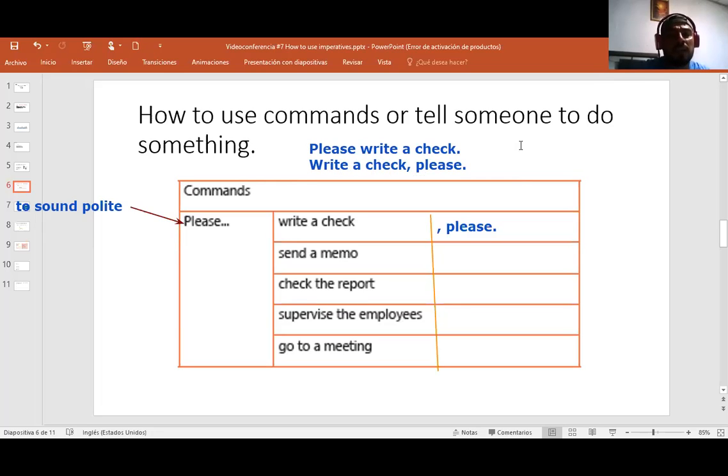Teacher, la segunda se escucha más educado, por decirlo así, ¿verdad? Both of them are polite. Las dos son polite. Polite significa educado. Pero ¿verdad que la primera se escucha como un poquito más pesado? No, de hecho no. Por eso estamos utilizando la palabra please to sound polite. Ah, ok. Un jefe le va a decir, supervise the employees, solamente. Go to the meeting. Write the report. Open your book. Las dos podemos utilizar, no hay ningún problema. There's no problem. Okay. Any other questions about this?